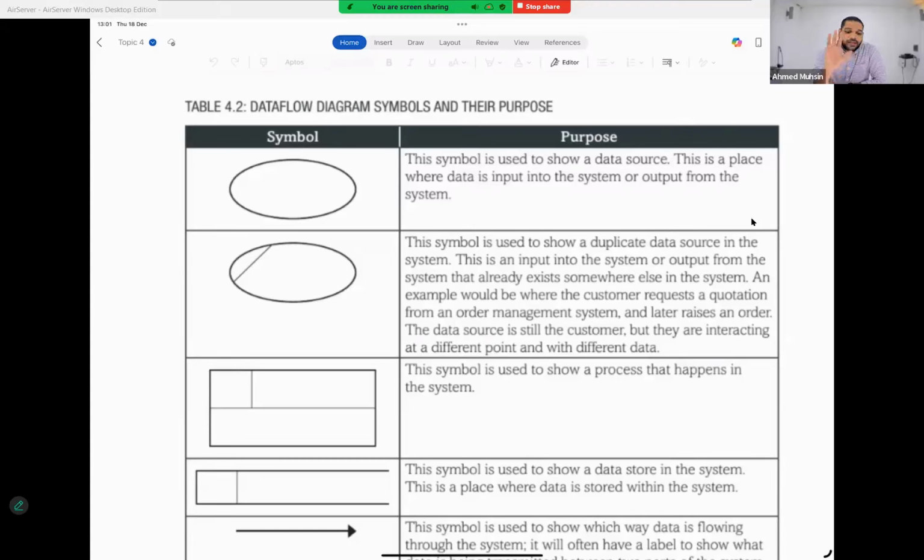And then sometimes your diagrams will be very big. You may need to draw the same source again somewhere else. So for a duplicate source, what do we do? An oval shape with a line across it. Not across it, on the side of it. Can you all read the purpose?